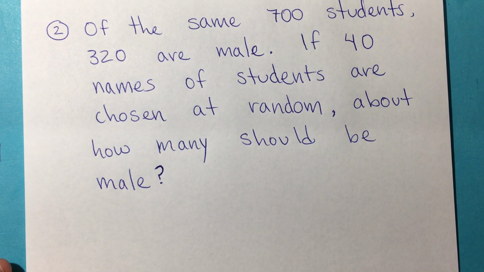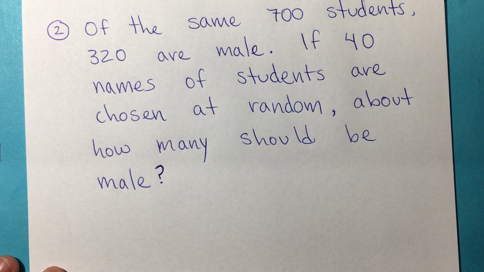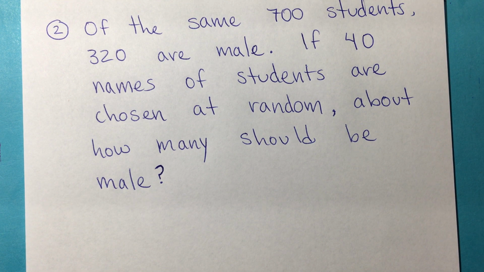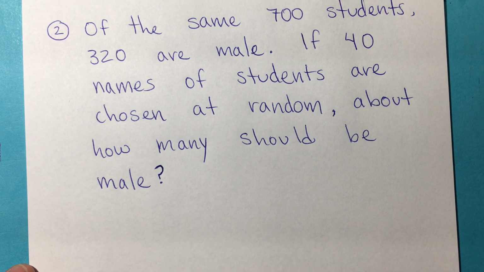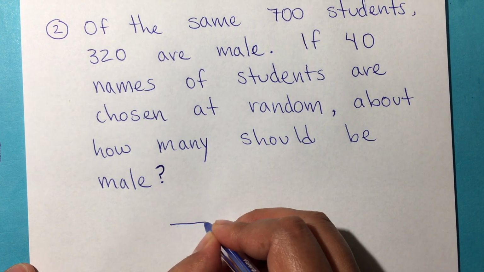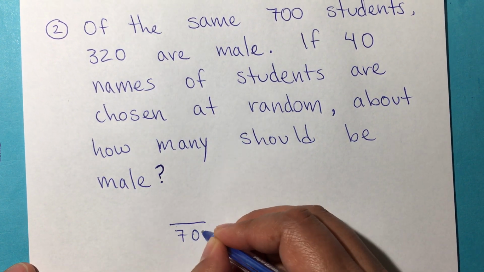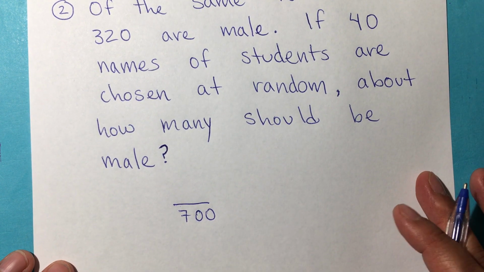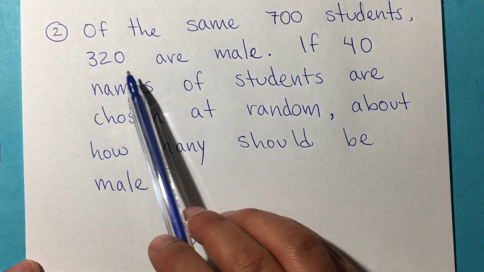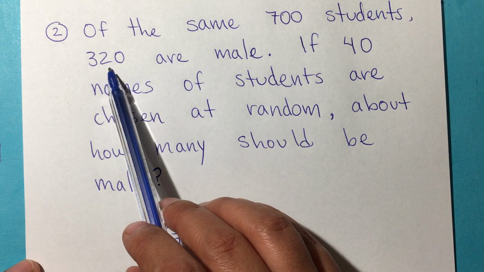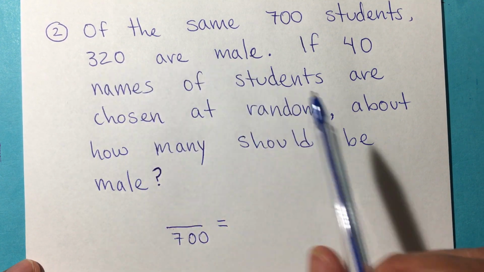For number 2, it says, of the same 700 students, 320 are male. If 40 names of students are chosen at random, about how many should be male? Okay, so in here, they're giving us different information. They're still telling us that there's the 700 total number of students. They're also telling us that out of those 700, 320 are male.